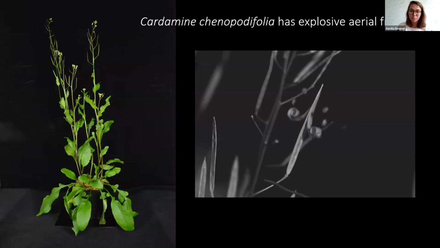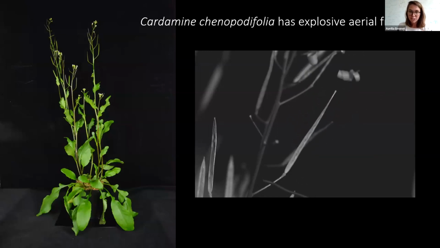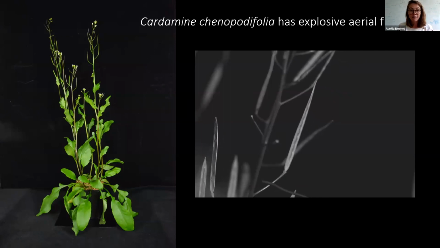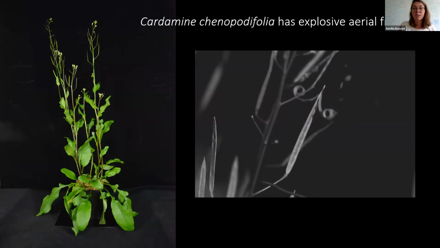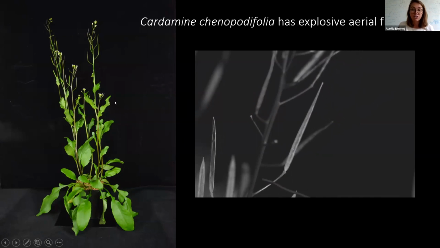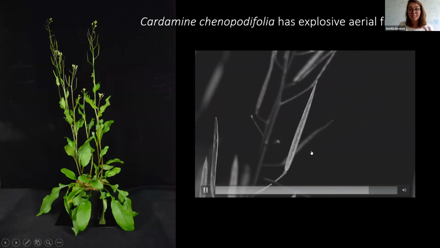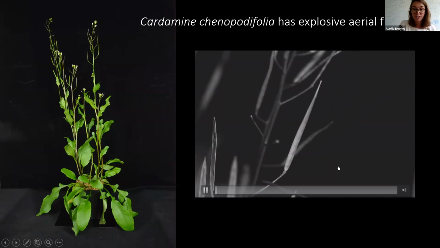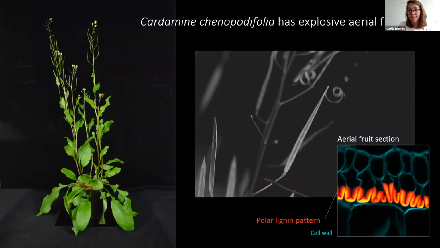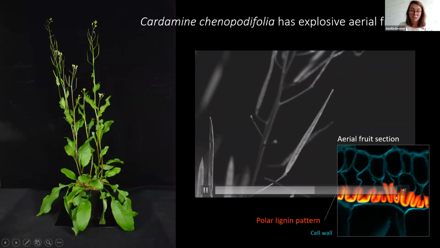So to try to understand what kind of gene is important for the deposition of lignin in this polar fashion, for my project, I decided to use another plant, which is called Cardamine chenopodiifolia. Cardamine chenopodiifolia is also a Cardamine. It has explosive fruit, as you can see here. So for the moment, everything is normal. And these fruits also have a polar lignin deposition.